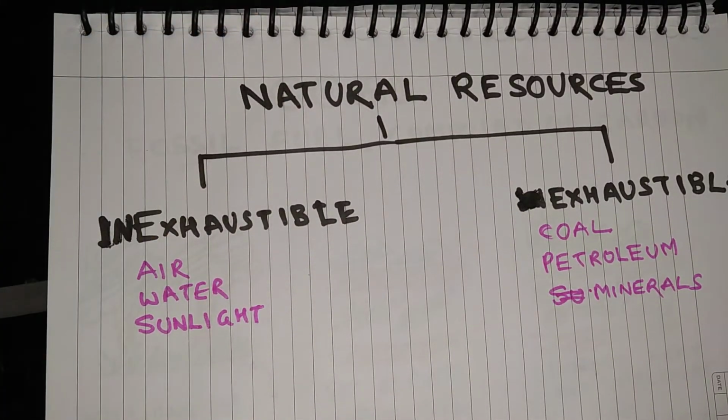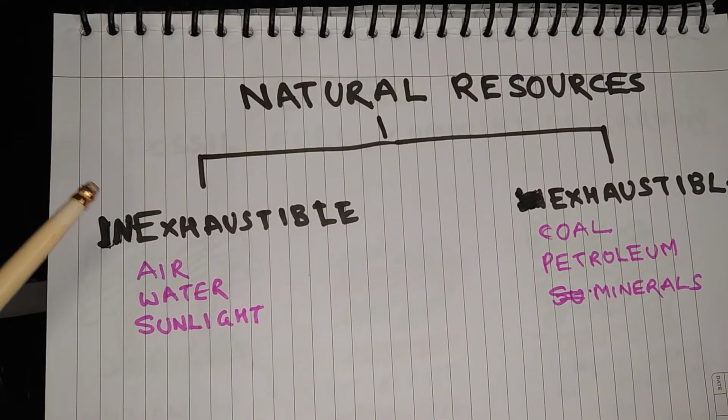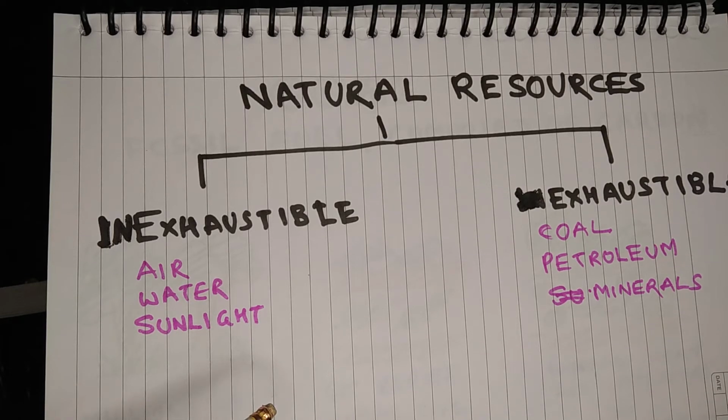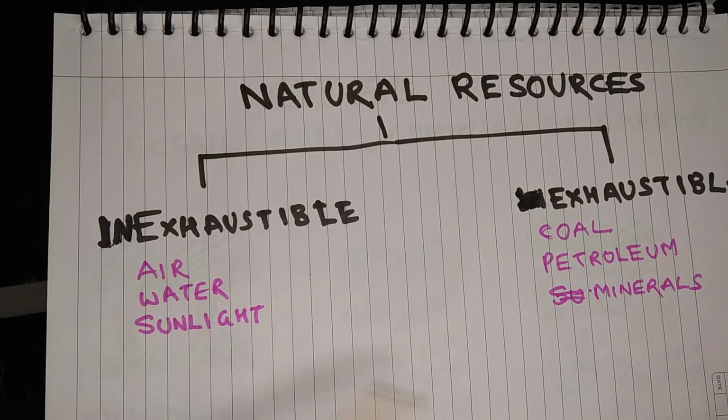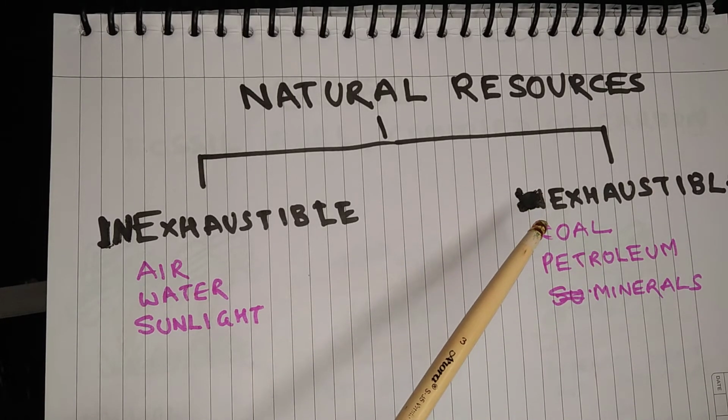What are natural resources? Resources which are available in nature are called natural resources, and based on their exhaustibility, natural resources can be divided into two categories. One is called inexhaustible resource and another is called exhaustible resource.